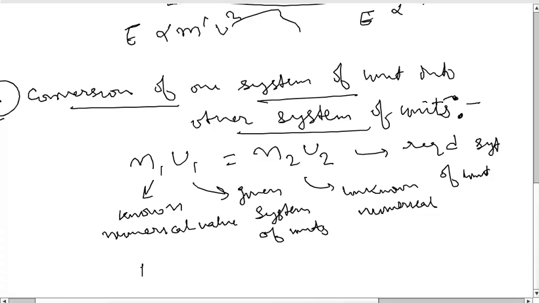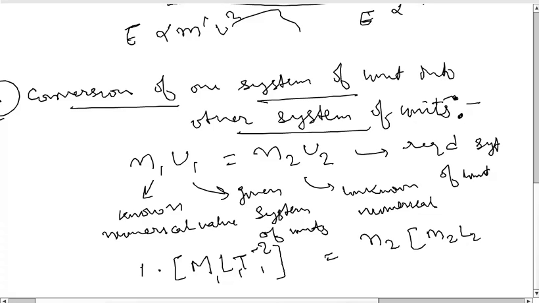1 Newton. So N1 is 1 into. What is the dimension formula for this? For force, Newton is M L T to the power minus 2. Then this is equal to N2 that we need to find out. Then again write down this M1 L1 T1. Why? Because we are using different system of units. So this will be M2 L2 T2 to the power minus 2. Dimensions will remain same for force. Be it in newtons, be it in dynes, dimensions will remain same.